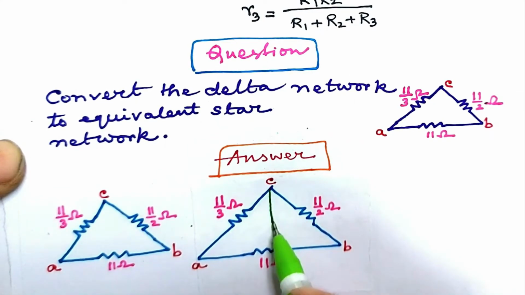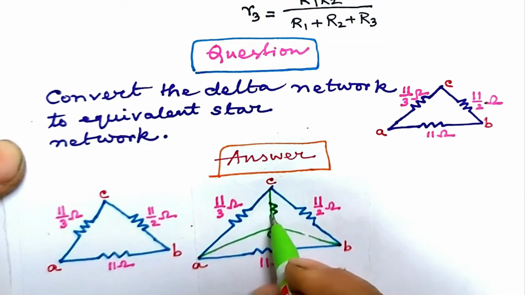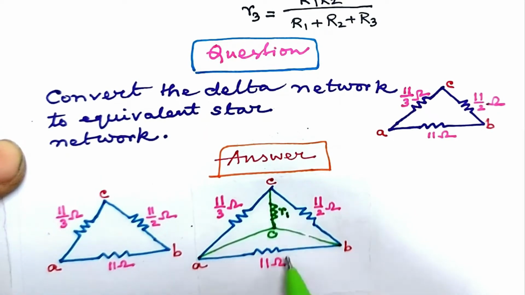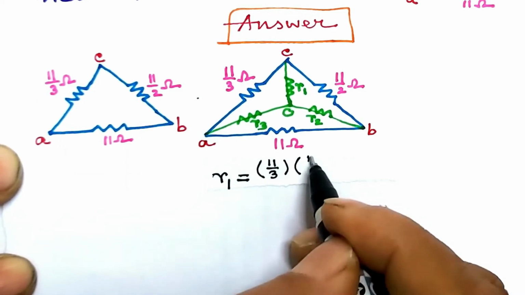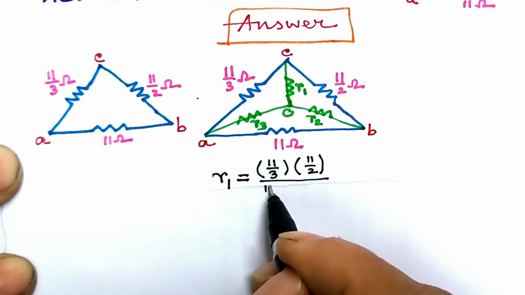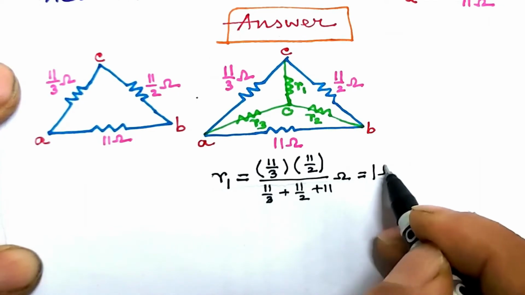Now build or imagine the star network within the given delta around the point O and show the resistances R1, R2 and R3. Apply the conversion formula. R1 is, look at R1, it is attached to the delta resistances 11 by 3 ohm and 11 by 2 ohm. So we take their product and divide by the sum of all delta resistances. Calculation gives us 1 ohm.